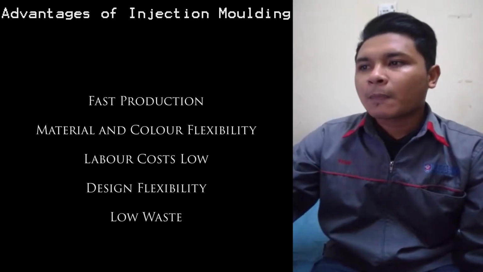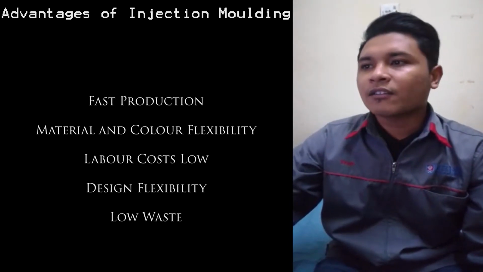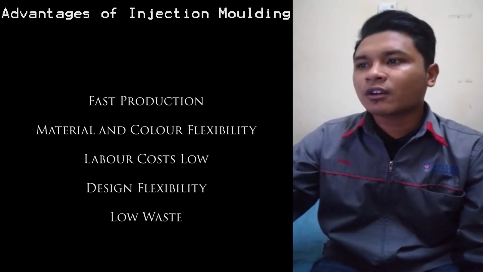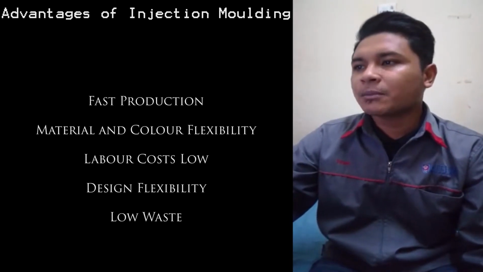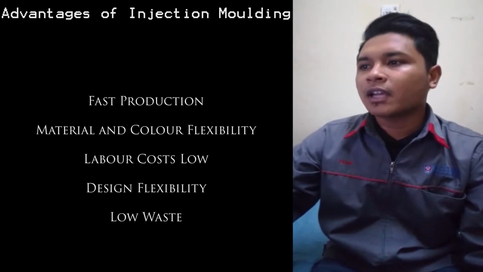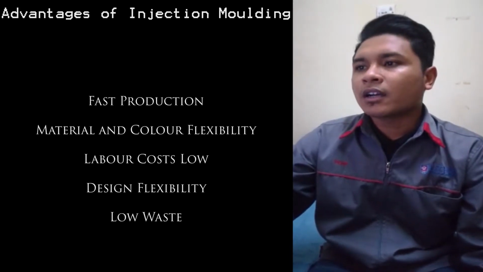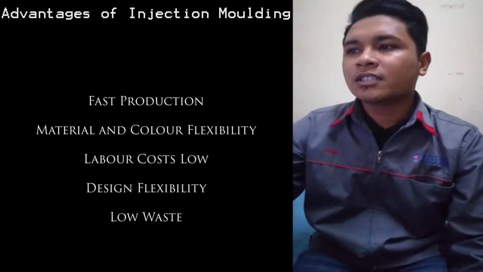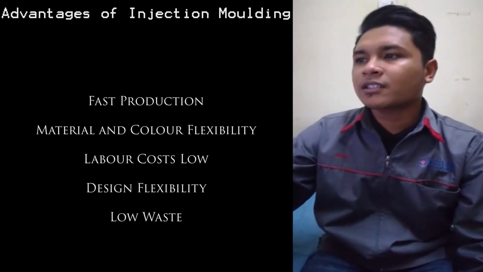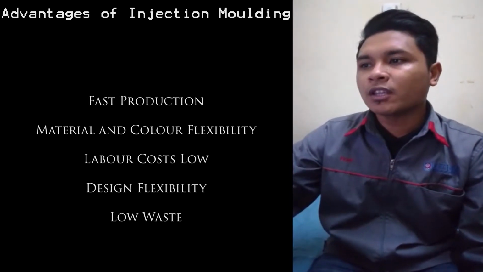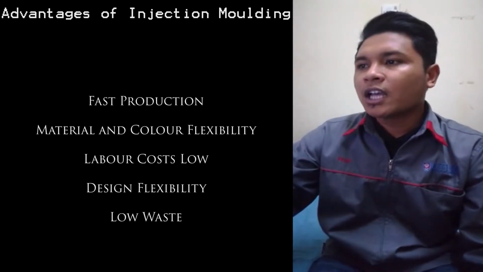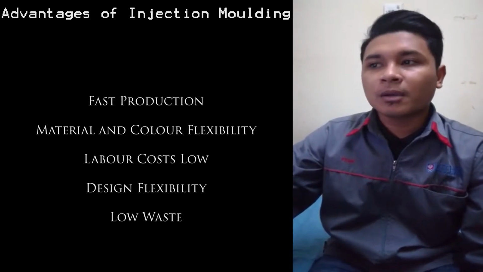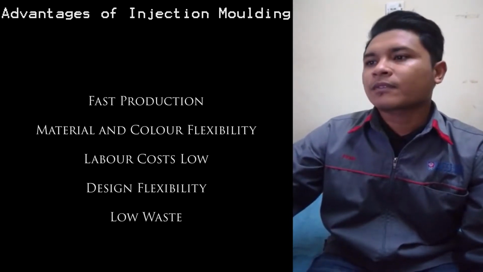Next, material and color flexibility. Once you have a tool made, without lots of difficulty, you can change the material and color of the part that you're producing. Next is low labor cost. A self-gating automatic tool runs on an injection molding machine without very much difficulty at all. Your part can be readied with little or no labor on top of the production.